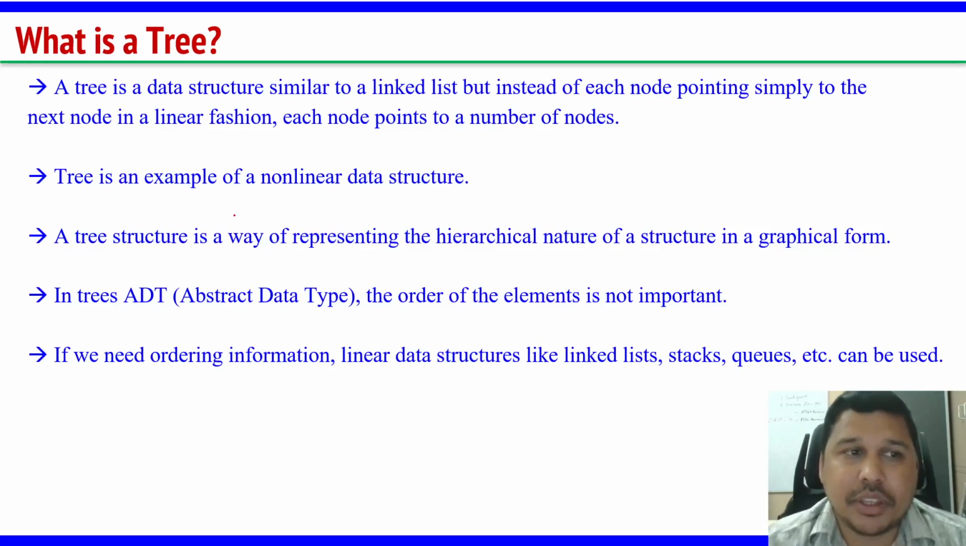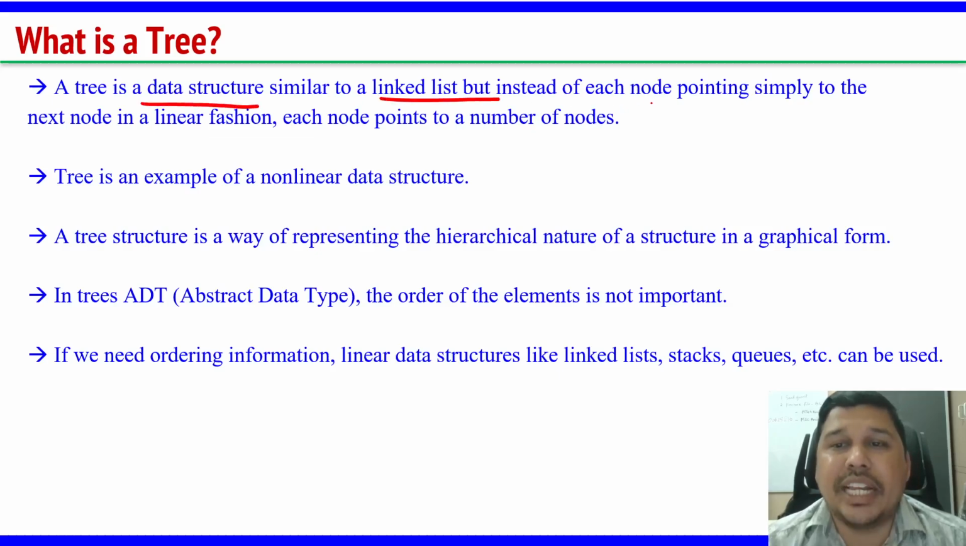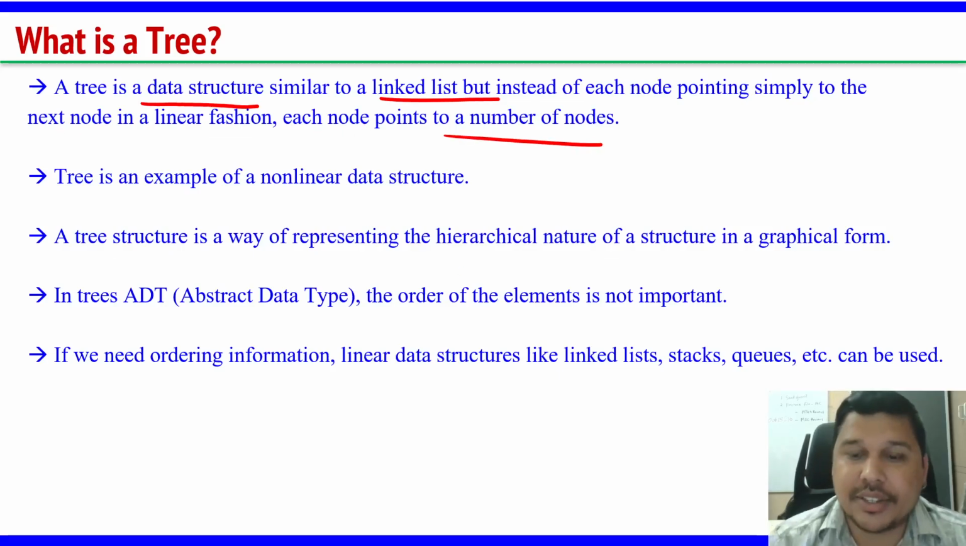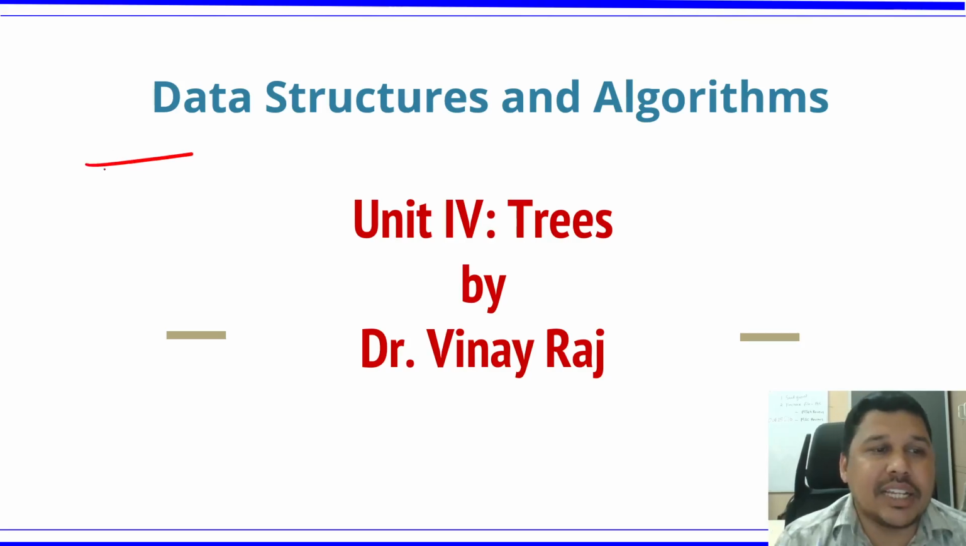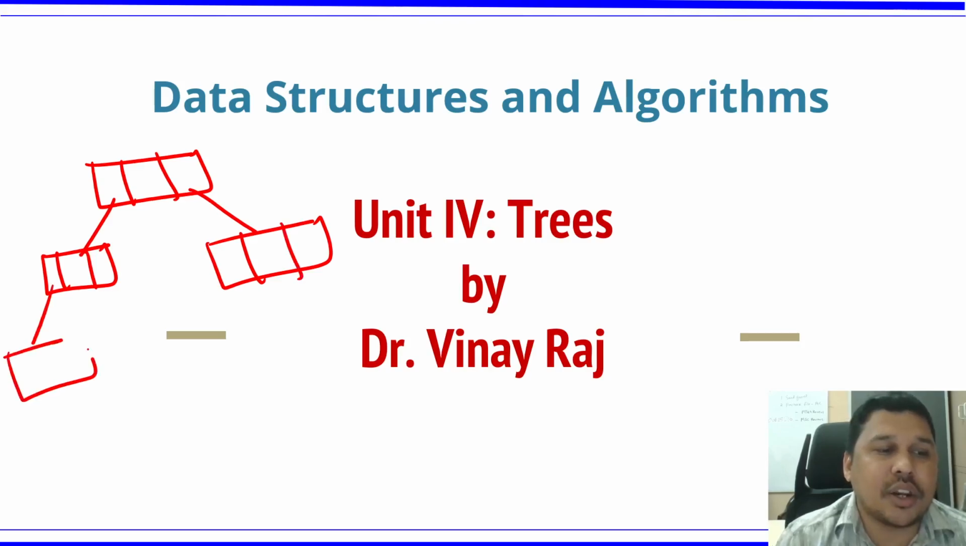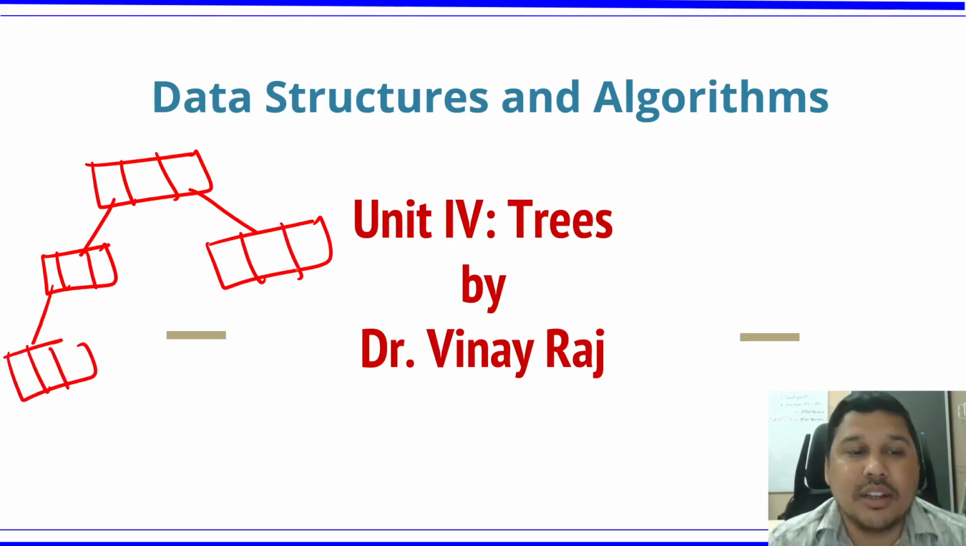What is a tree? A tree is a data structure similar to a linked list, but instead of each node pointing simply to the next node, here each node points to a number of nodes. If I have a linked list, if this is a double linked list, here this is pointing to another node, this is pointing to another node, again this is pointing to another node. See, there is no sequence. We are not following any sequence. It is something like this.